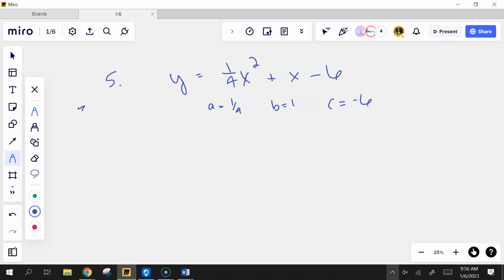All right, let's go with the vertex. I'm going to do the X part first, which is also going to give me the axis of symmetry. That's right. So opposite B over 2A. So that would be -1 over... Oh, I know why y'all didn't like this one. What's 1/4 times 2? 1/2. We don't divide by fractions.